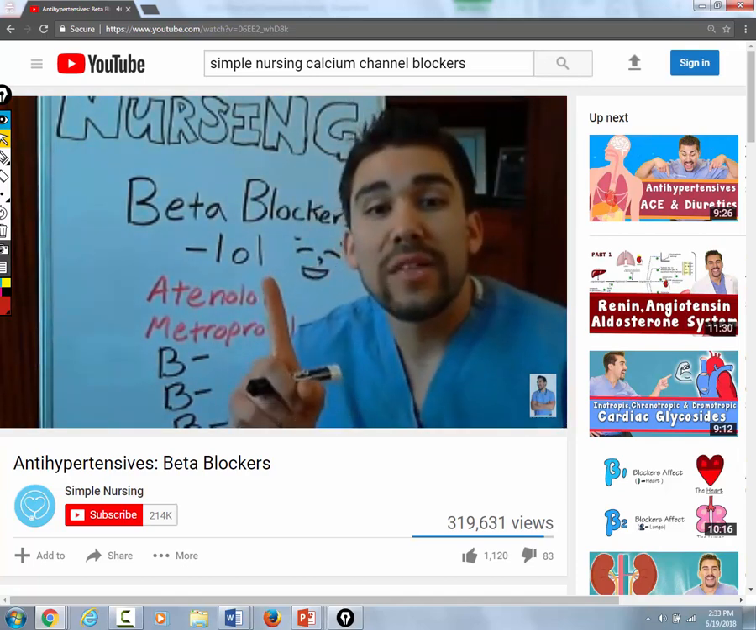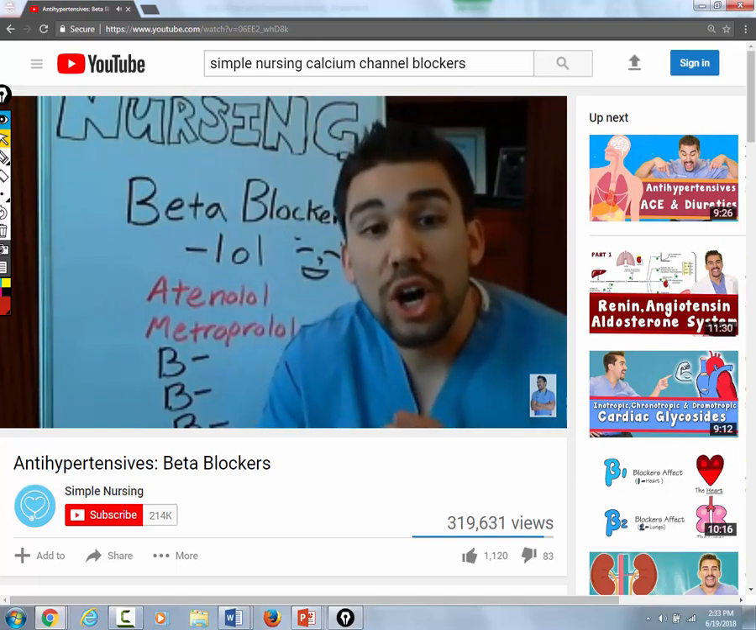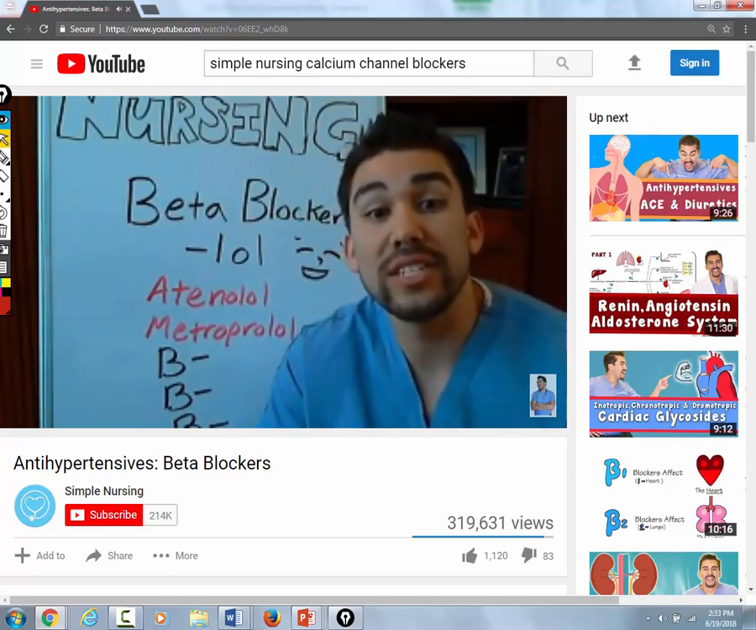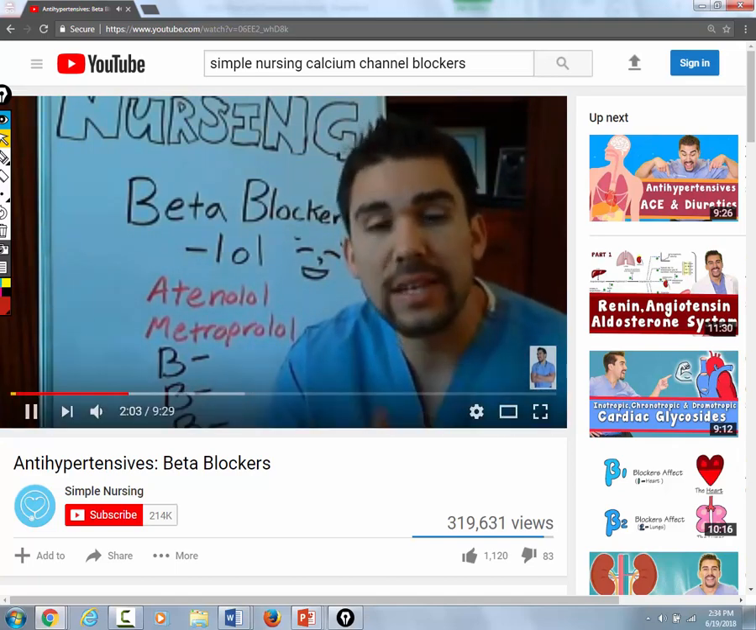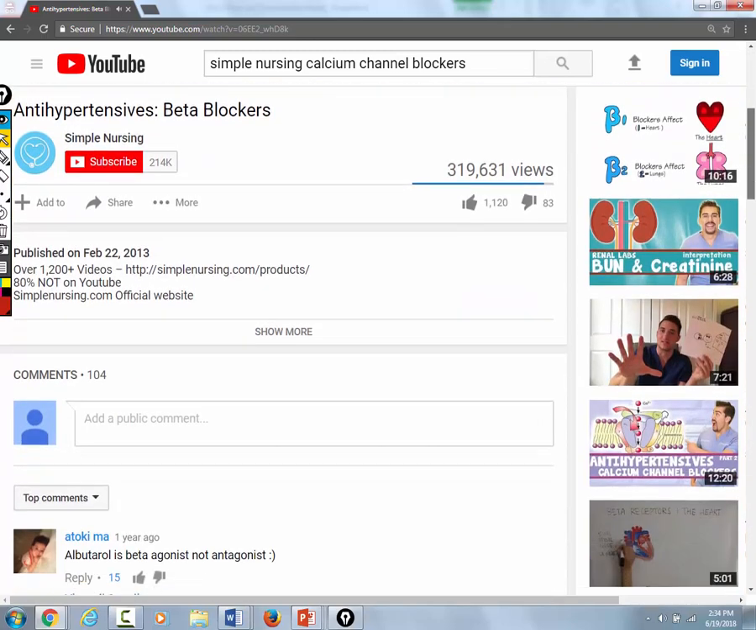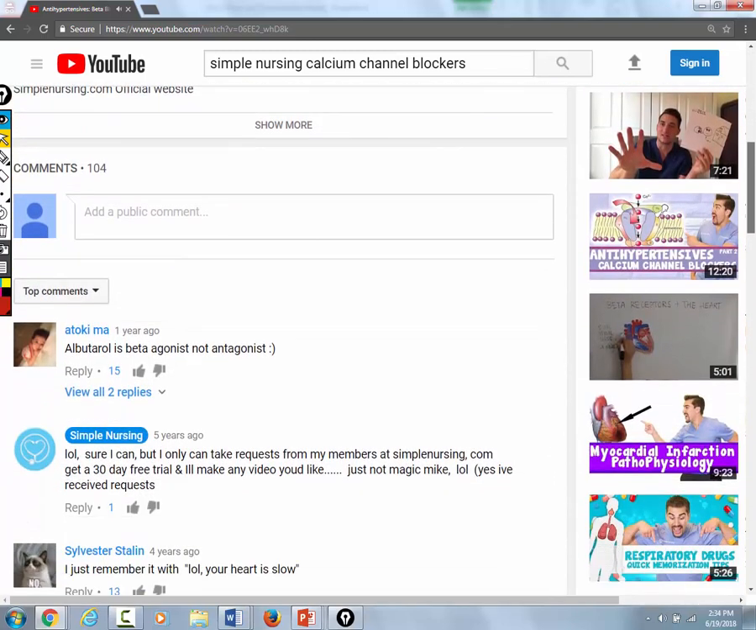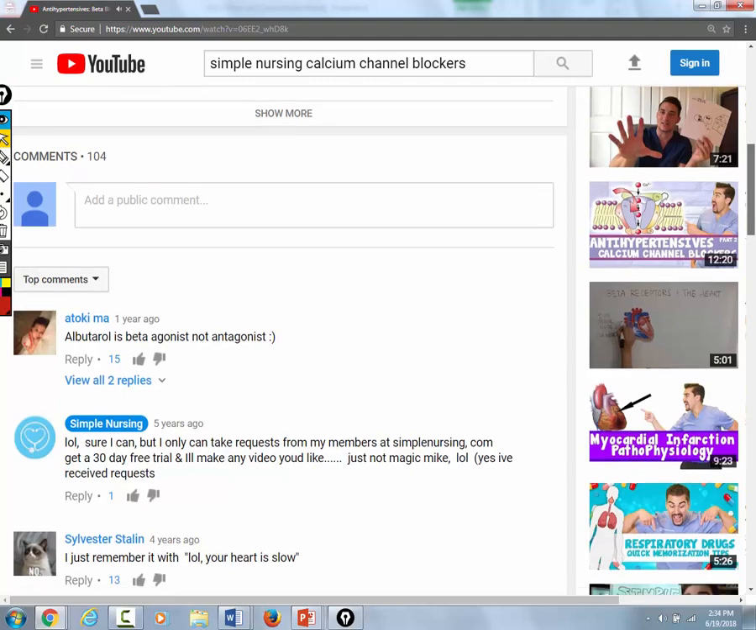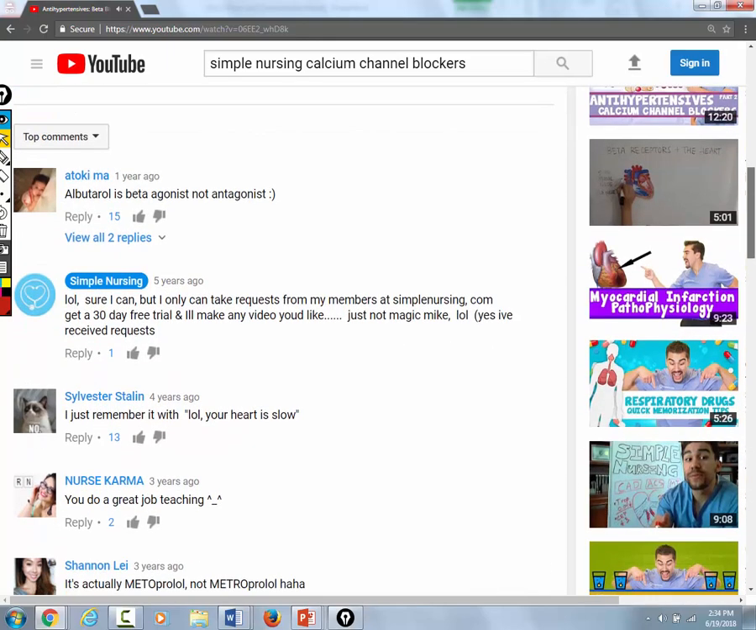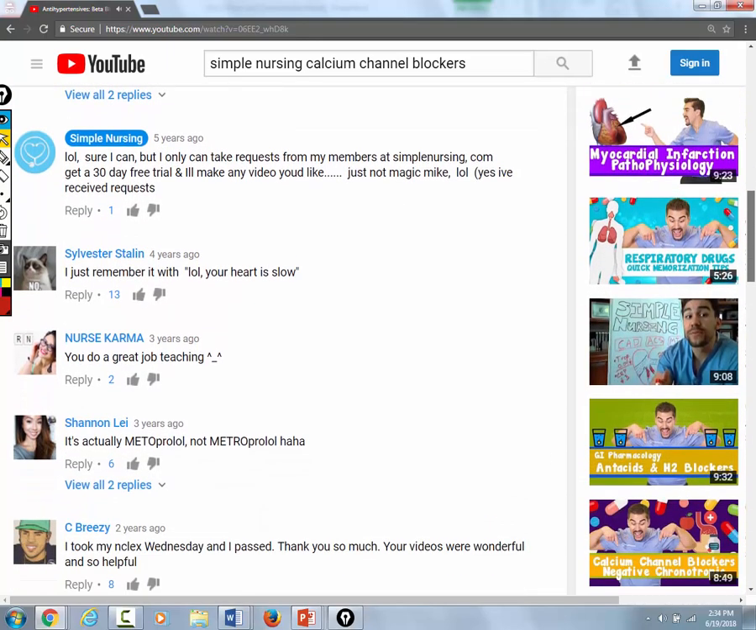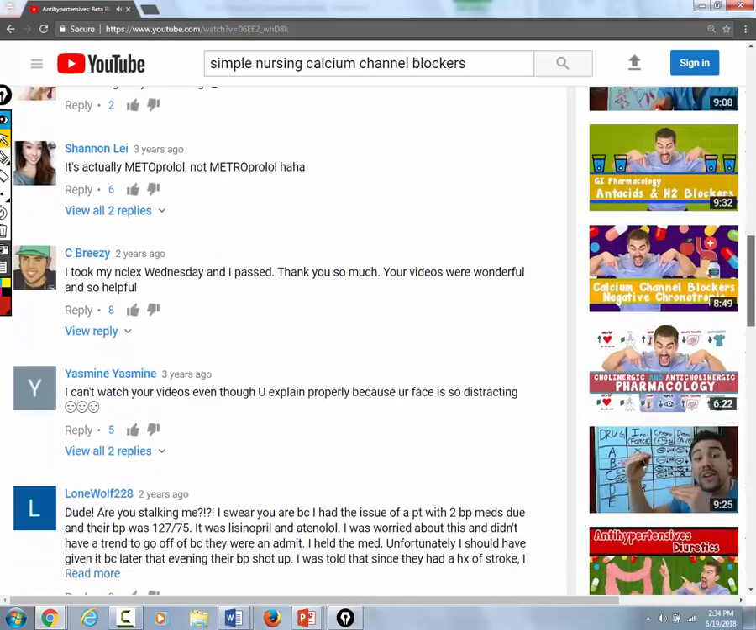Beta 1 are these little receptors in the heart that tell the heart to contract very fast. So if we stimulate these beta receptors, we're going to contract really, really quick. Same thing in the lungs. Beta 2, you have two lungs. You have one heart.